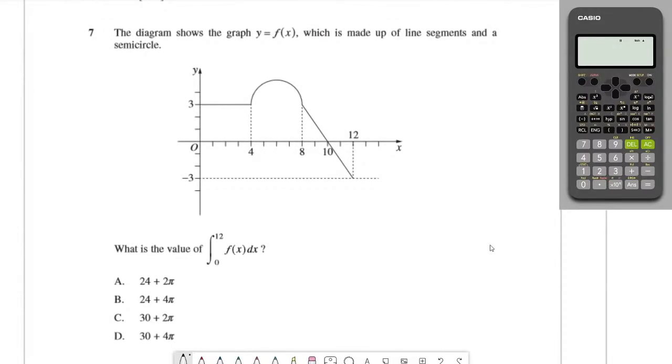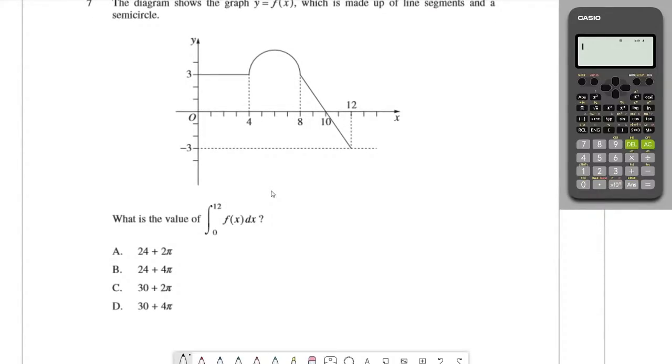Okay, diagram shows a graph of f of x, which is made up of line segments and semicircle. So we need to find an integral of that. Now, unfortunately, I don't know what the integral of that is, but fortunately, we can use the fact that the integral of a function is very similar to, well, it's essentially the area under the curve. So basically, if we break this curve up into parts and calculate the areas of that.